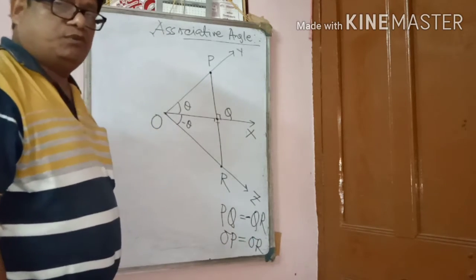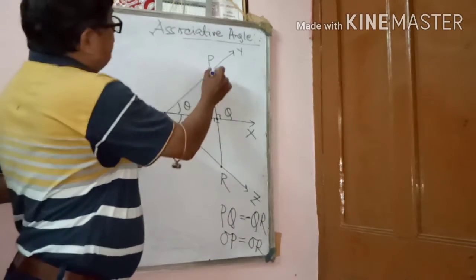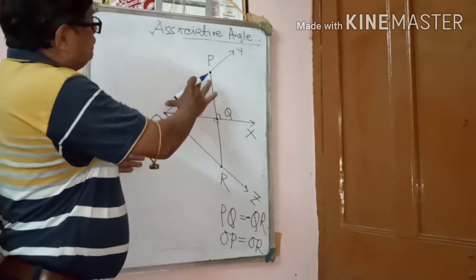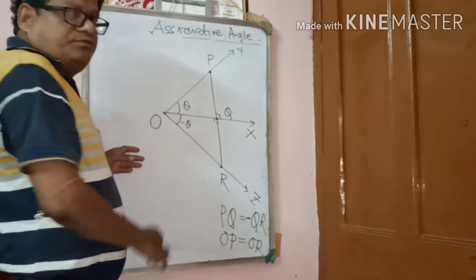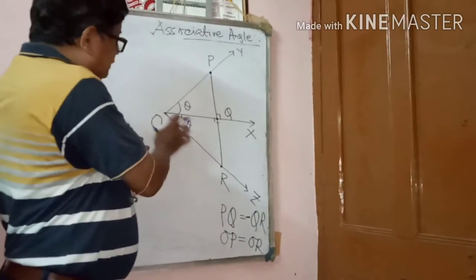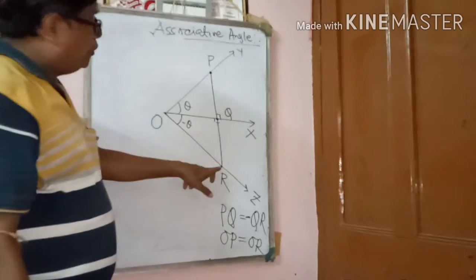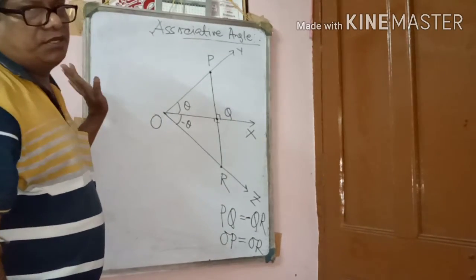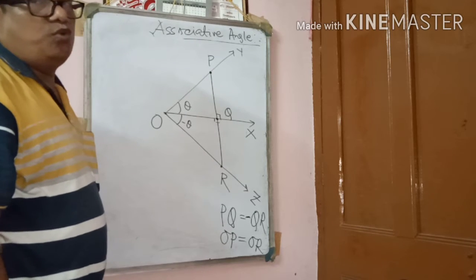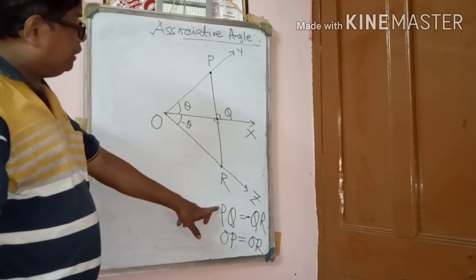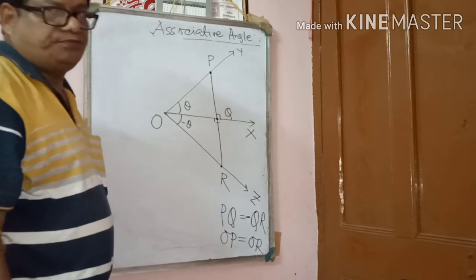This is positive. Why? If you take this right angle triangle, this square equals this square plus this square. This is always positive, since it is the distance from the origin to the point, so it will always be positive. So OP equals OR and PQ equals minus QR.